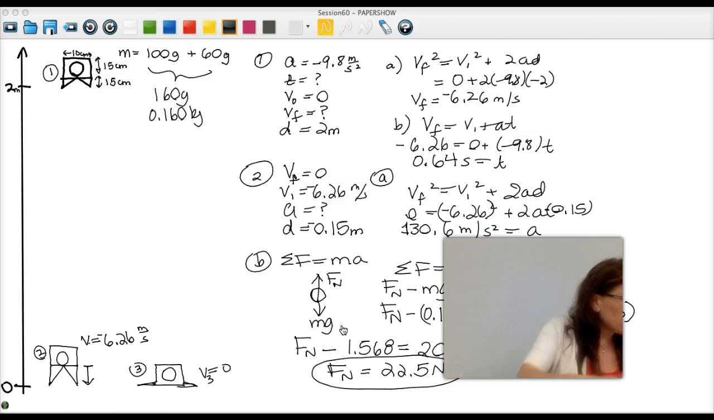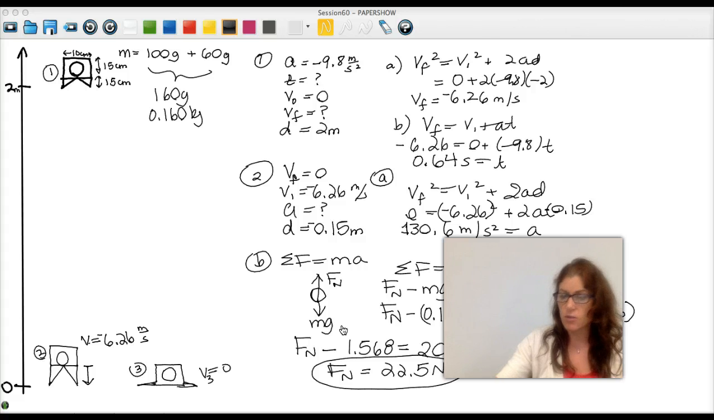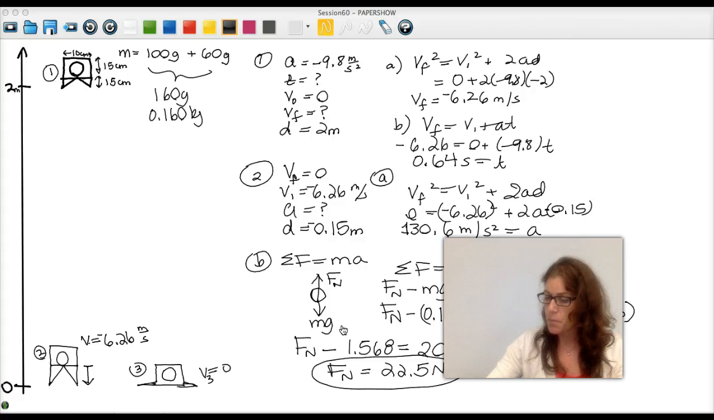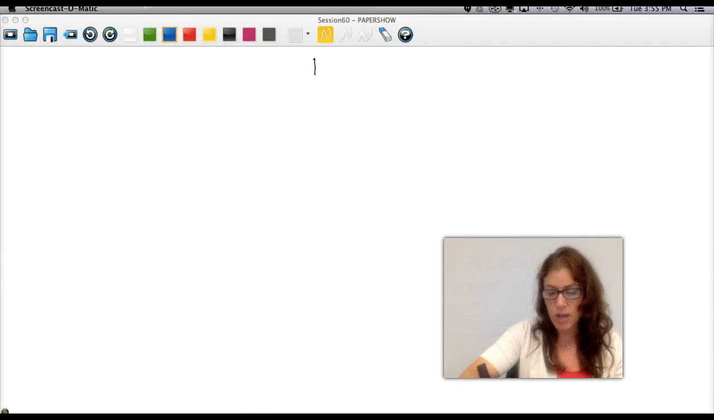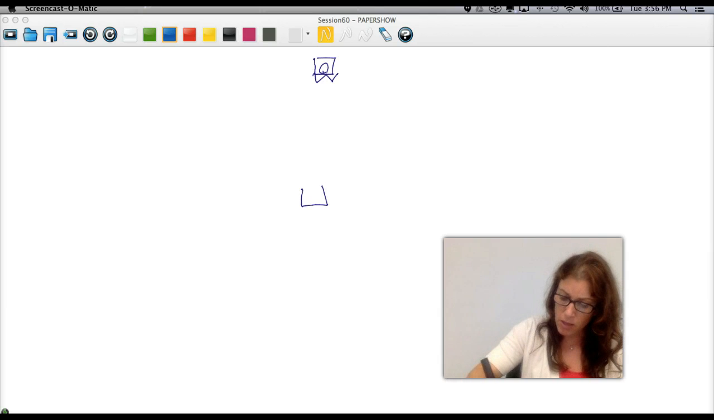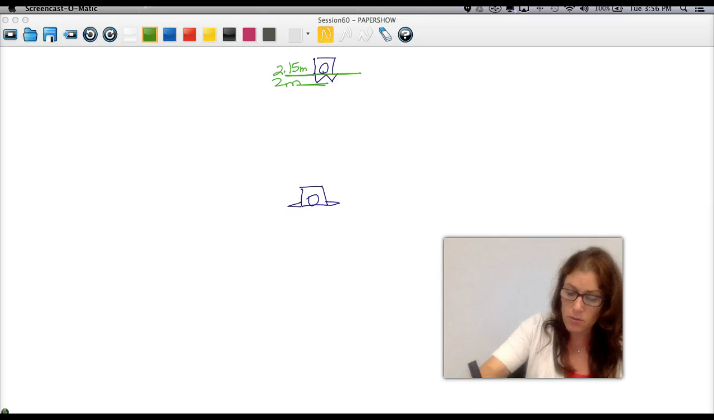Okay, so number 3 asks you to do the same thing but use the law of conservation of energy to find the force. So let's take a look at our diagram. We have our egg carrier here, and here's the squished out egg carrier here. This position was at 2 meters. Therefore, this position is at 2.15 meters high, because this was 15 centimeters. This is our 0 position.